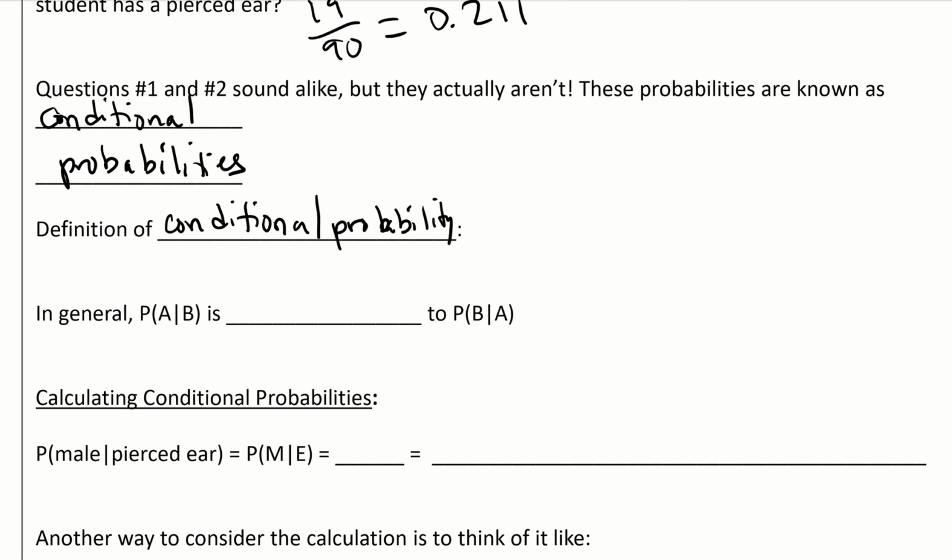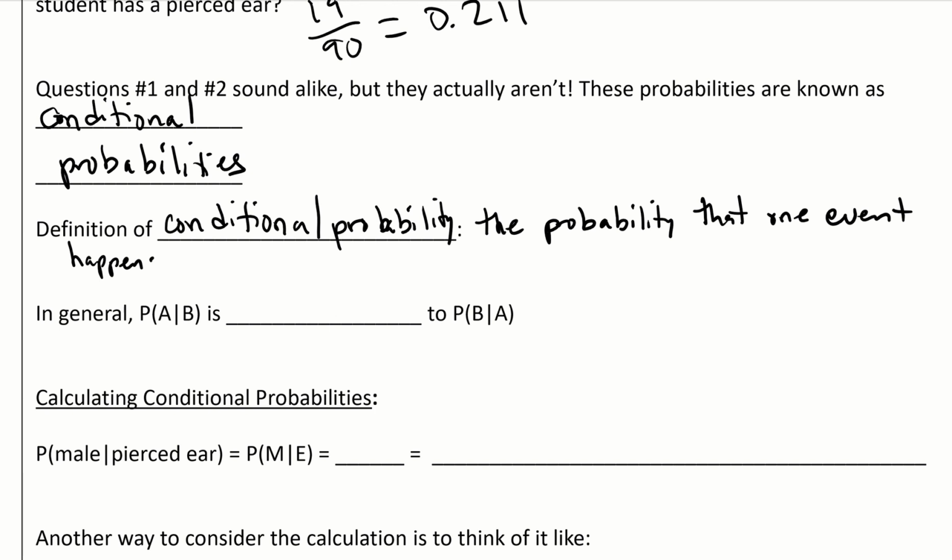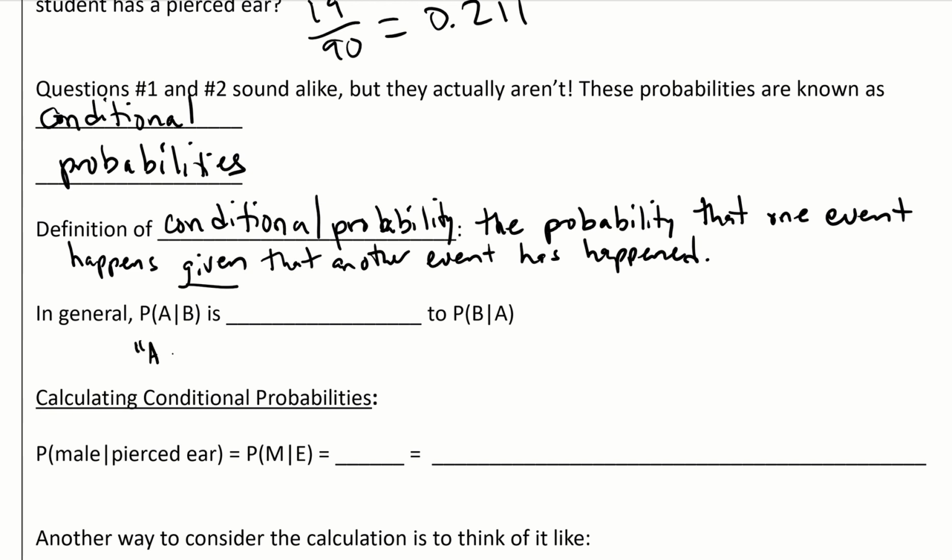So the conditional probability is the probability that one event happens, given, and I'm going to underline that, given that another event has happened. The condition is an event that has already happened. Given that condition, what's the probability of a specific event happening? We usually denote this with a bar. In general, it's P of A given B. That's how you pronounce it, A given B.